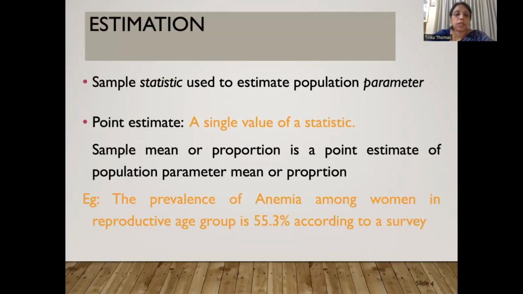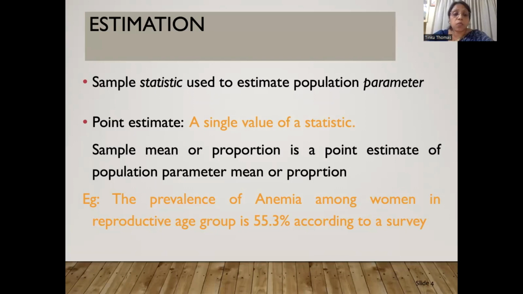So when we talk about estimation, we have a sample statistic. That means something that we calculate in the sample, but we are trying to understand what is there in the population, which is the population parameter. So if we are talking about the prevalence of overweight and obesity in the sample, that is a statistic, but we are trying to estimate what that prevalence of overweight and obesity is in the population. And then we are talking about estimation.